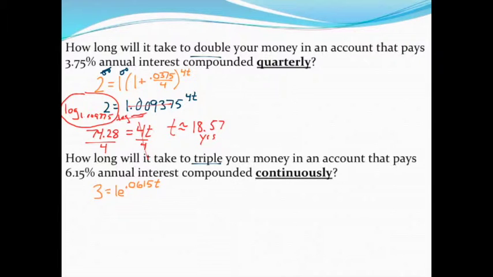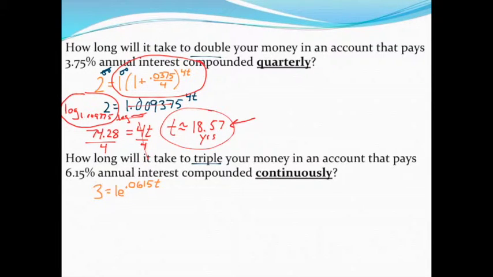And if you want to check your answer, go ahead and pick any dollar amount that you want to start with. Plug that dollar amount back into this formula using 18.57 years, and you'll see that no matter what number you start with, you'll always double your money.